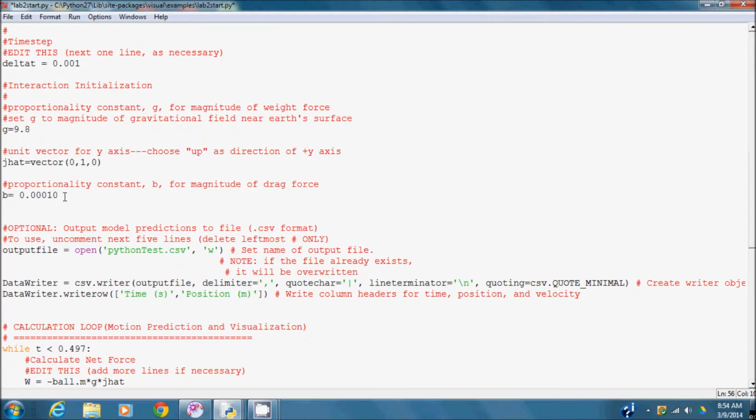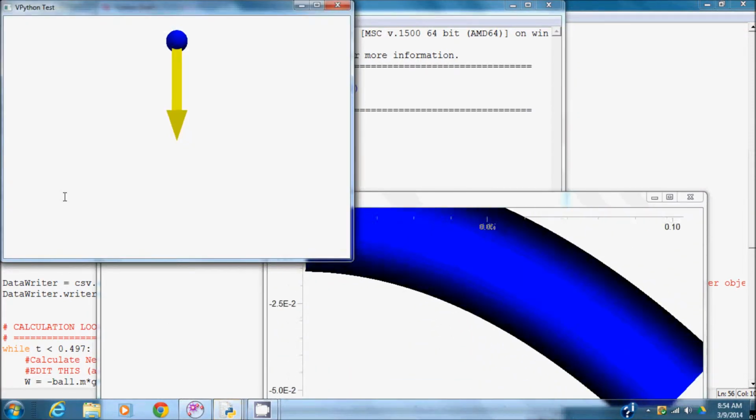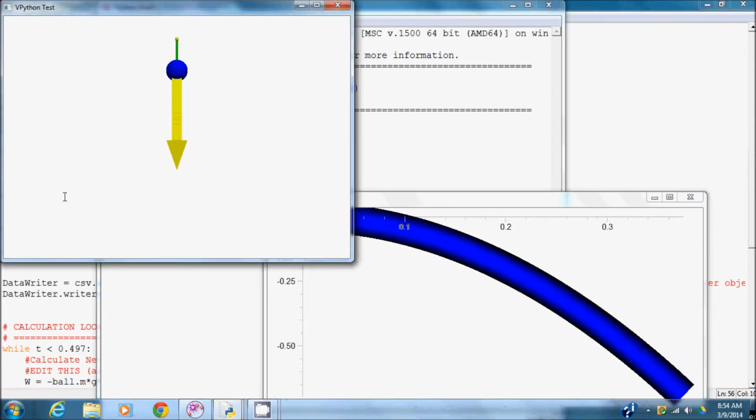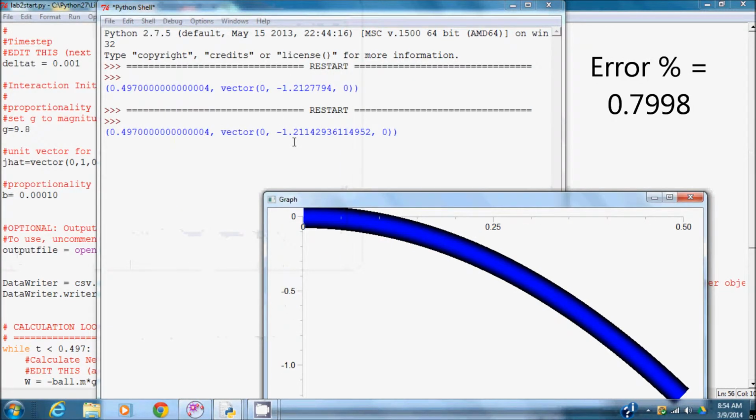I change the drag value in the constant b to 0.0010 and run the program again to ensure the correct final position value. After the adjustment in the constant, I perform the calculation of percent of error to avoid parallax.